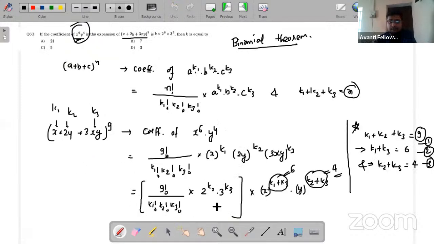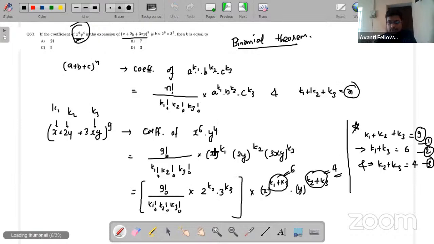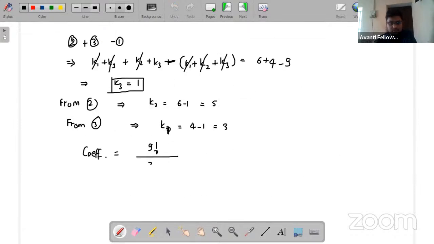So we have to find the coefficient. The coefficient is this, so we'll substitute the k1, k2, k3 values. So the coefficient will be 9 factorial upon k1 factorial. Let me check again. No, this is 2 and this is 1. Okay, so k1 factorial is 5 factorial.